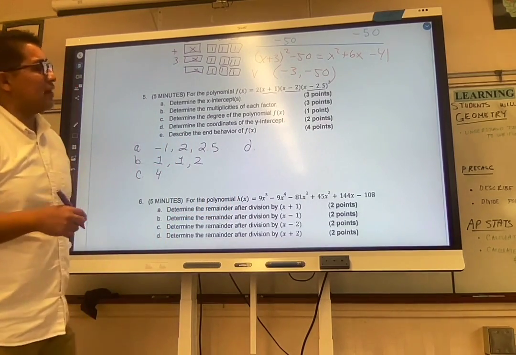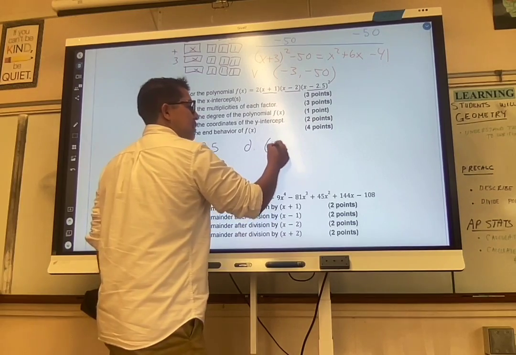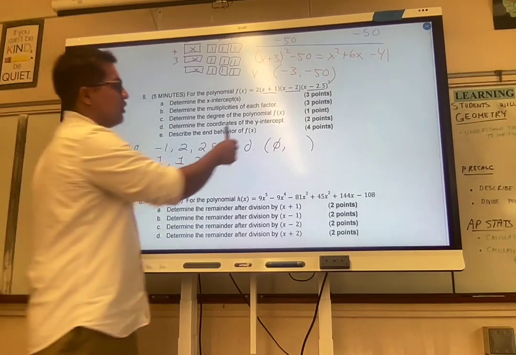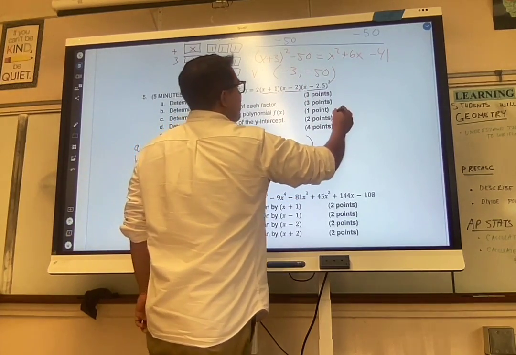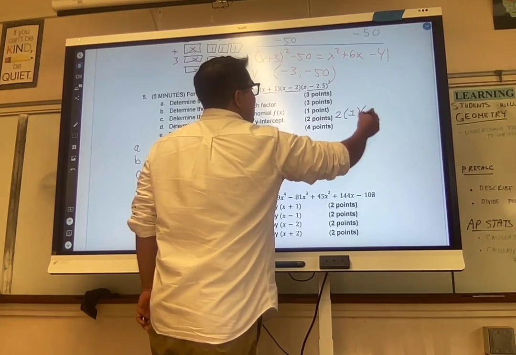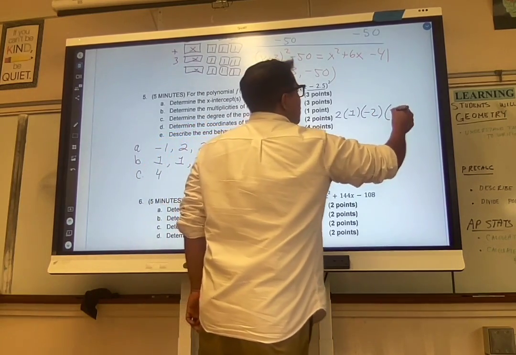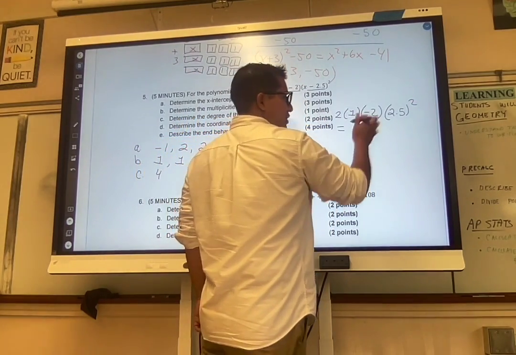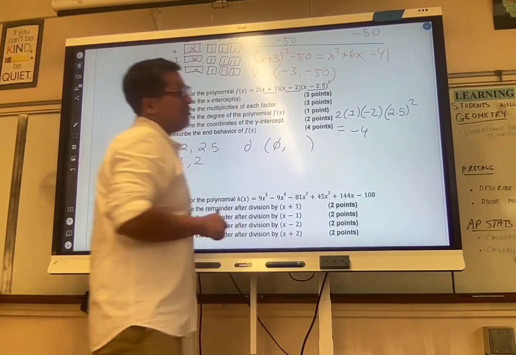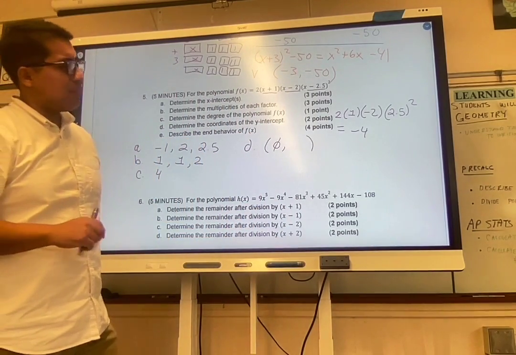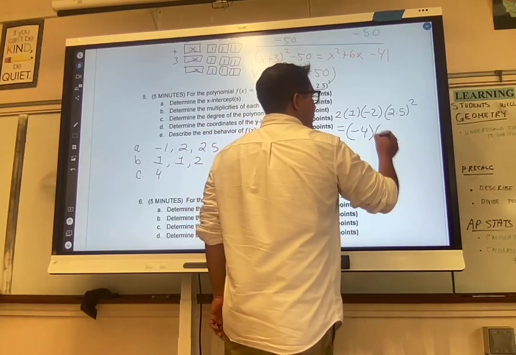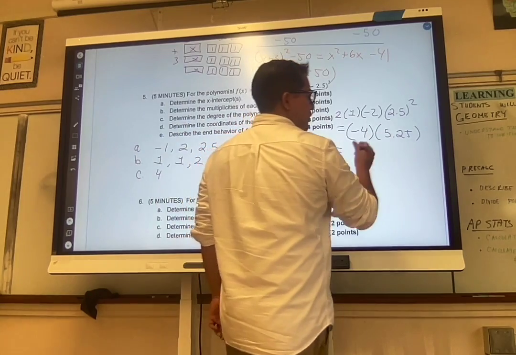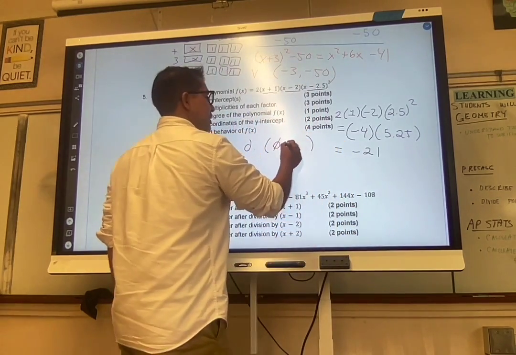Part D. Determine the coordinates of the y-intercept. By now we know y-intercepts have an x-coordinate of 0 and a y-coordinate of whatever we get by plugging in 0. So let's do some quick mental math. If I plug in a 0 here, I'm basically doing what? 2 times 1 times -2 times (2.5) quantity squared. Okay? 2 times 1 times -2, that's a -4. 2.5 squared, I believe, is 6.25. Let me write that here. 6.25. And then multiplying these all together, I believe would give me -25 at the end. So I'm going to write that there.